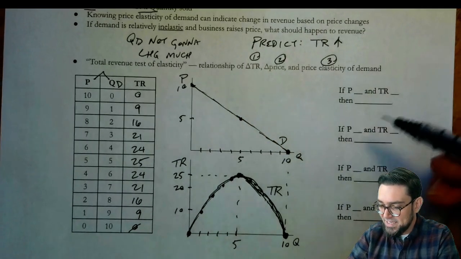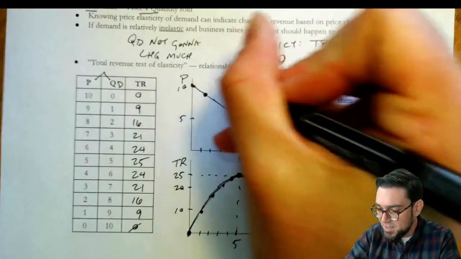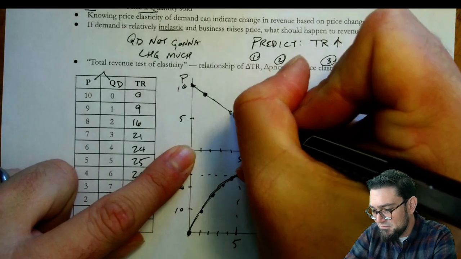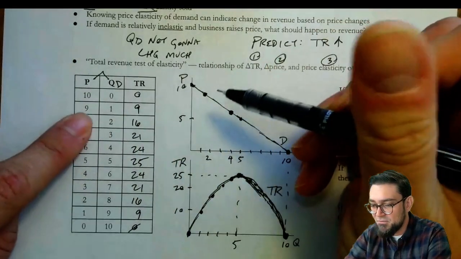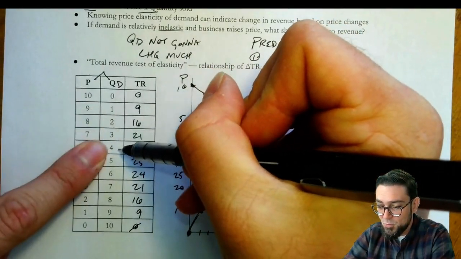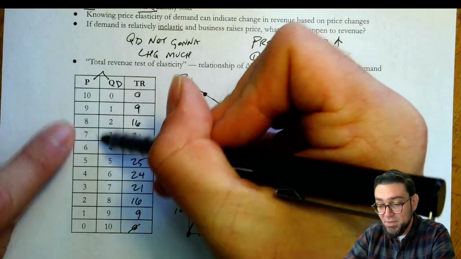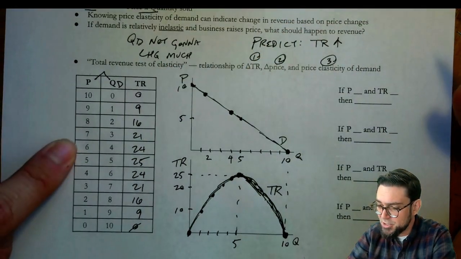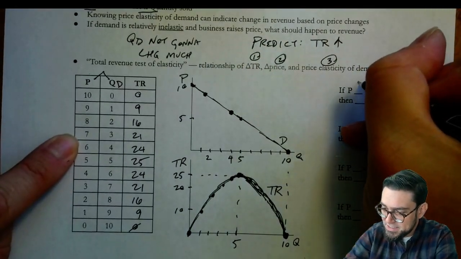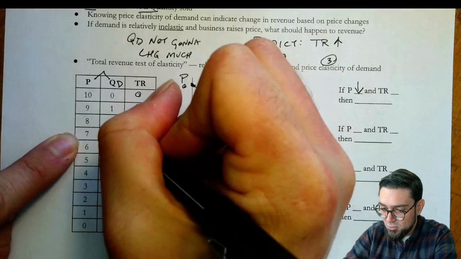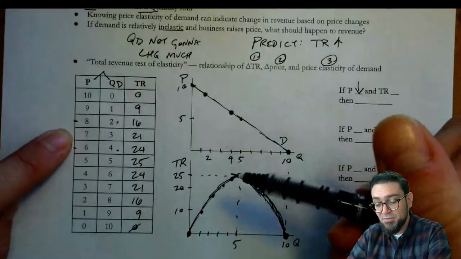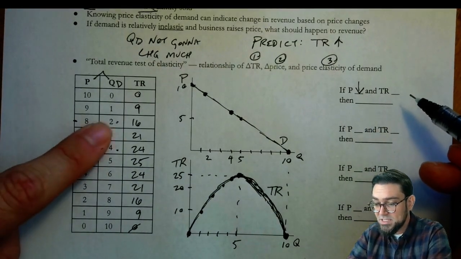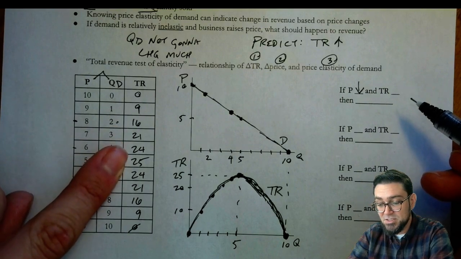Now, what I'm going to find is that, let's say I go from quantity 2 to quantity 4. When I'm doing that, I know that I'm lowering the price. So I'm going from 8 to 6 in terms of the price. What's happening to total revenue? 16 to 24.